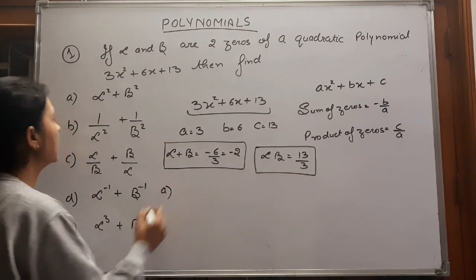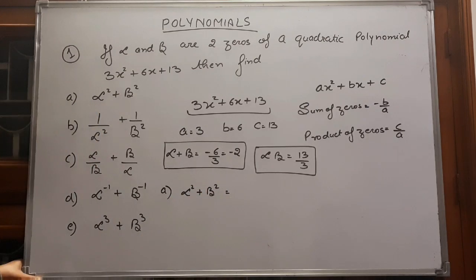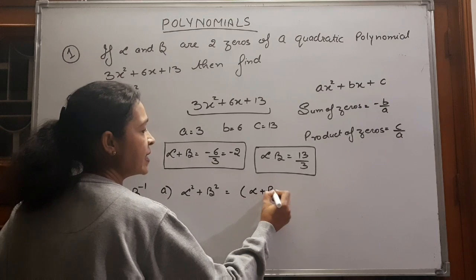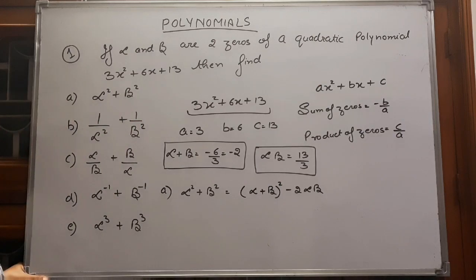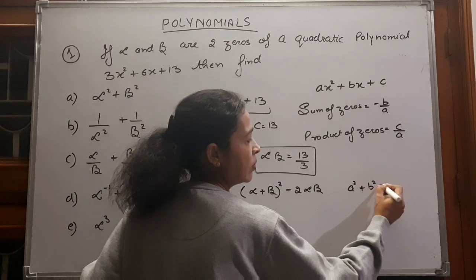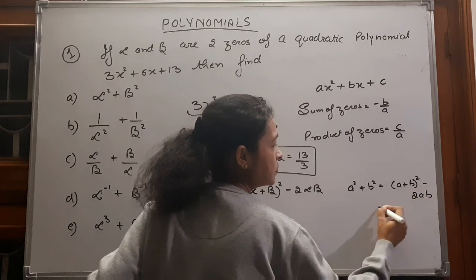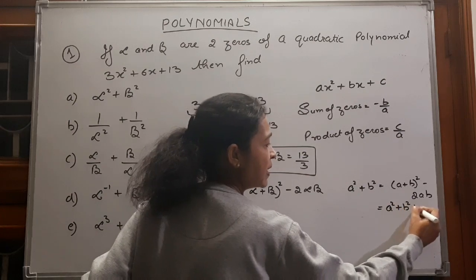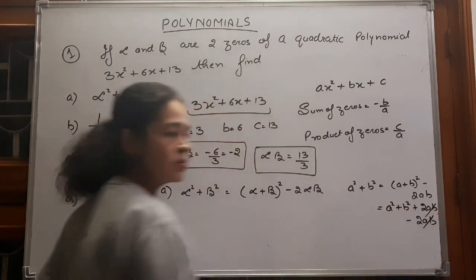Now, part 1. We have to find alpha square plus beta square. Bachche, how can we find it? Alpha square plus beta square can be written as alpha plus beta whole square minus 2 times alpha beta. How is it possible? If we have to find a square plus b square, we can write it as a plus b whole square minus 2ab. A plus b whole square is a square plus b square plus 2ab, and with minus 2ab, what do we get? A square plus b square.